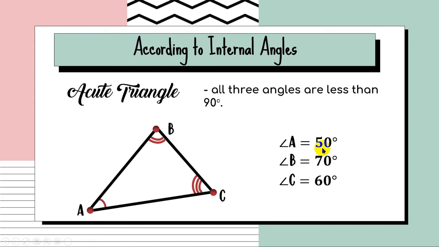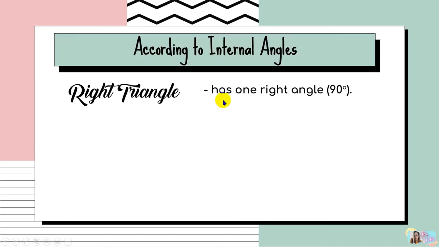So, here we have 50 degrees, angle A, angle B is 70 degrees, and then the last one is 60 degrees. And also, yung atin pong 60 degrees yung tatlong angles, acute triangle din yun. Kasi 60, 60, 60, ibig sabihin po nun, acute pa rin siya. Less than pa rin yung three angles niya sa 90 degrees. So, the first one is the acute triangle. Then, the second one is the right triangle.